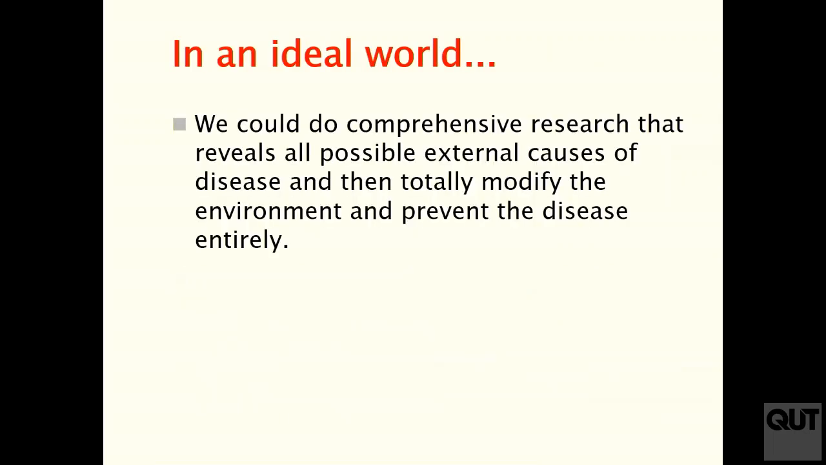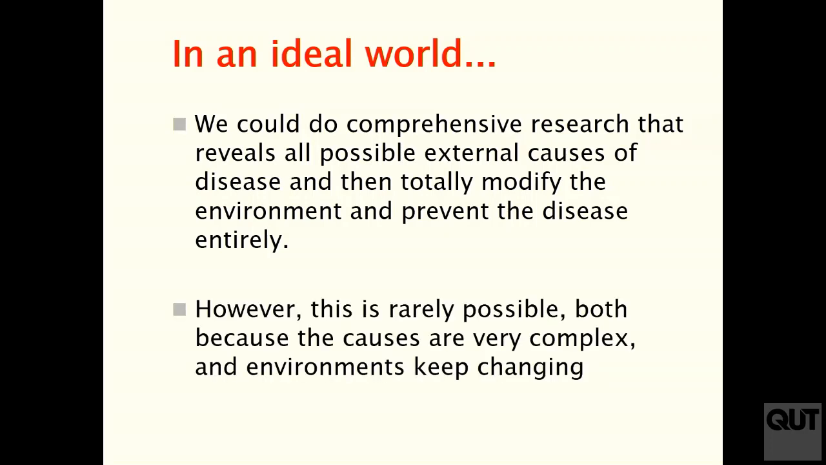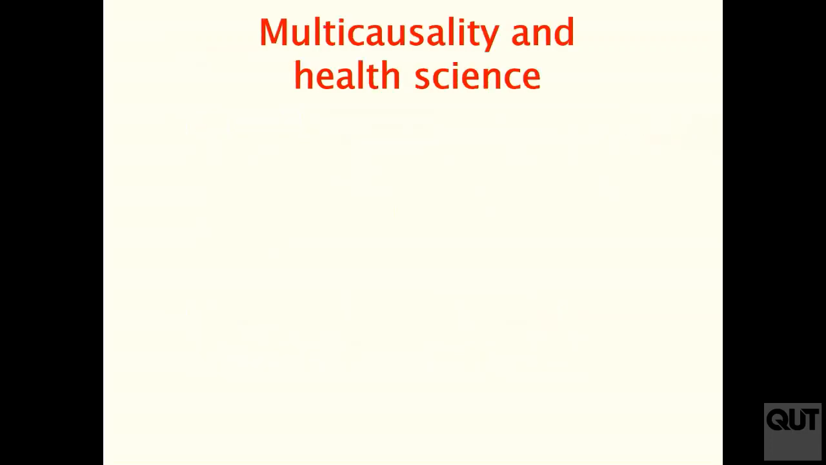Well, in an ideal world, of course, we could do a comprehensive piece of research that includes everything. It reveals all possible causes of heart disease. You do the best epidemiological study ever for all possible causes of heart disease. Well, that study doesn't exist. And then after your study, you totally modify the environment to prevent heart disease. Well, of course not. It's rarely possible because the causes are very complex and the environments keep changing.